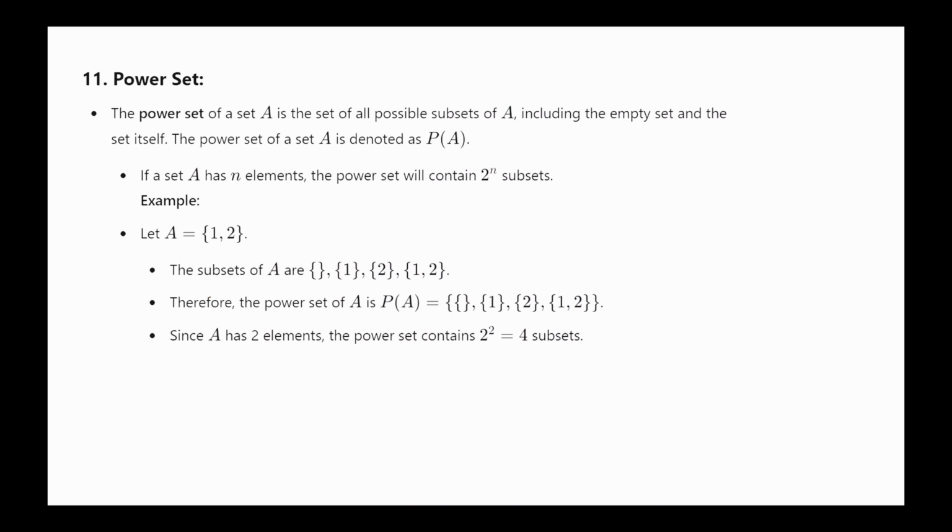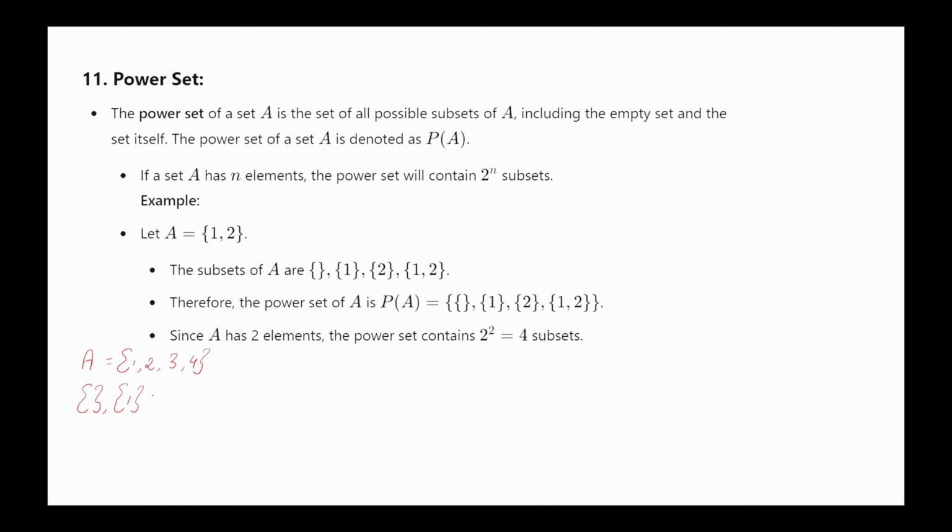Now power sets. Power set of a set is a set of all possible subsets of A. So let's say I have my A as {1, 2, 3, 4}. So what are the subsets that are possible? One is phi. There is no element in this set. This is also considered to be a subset of A.